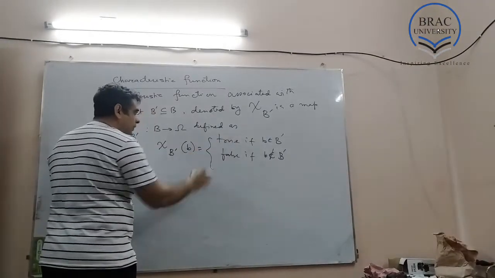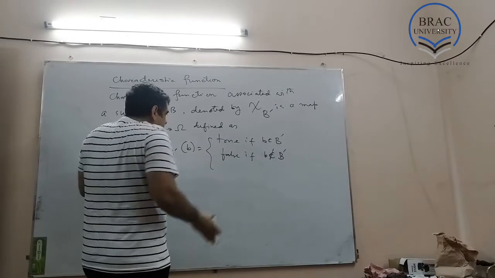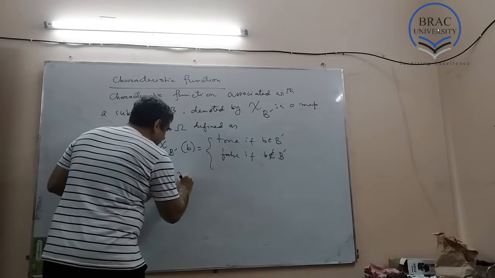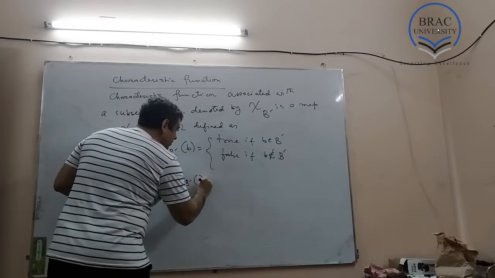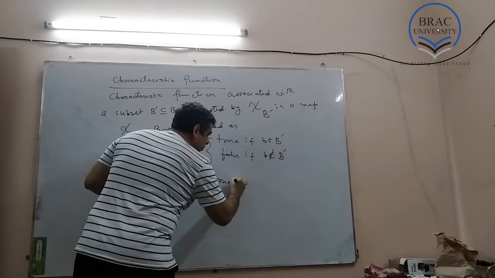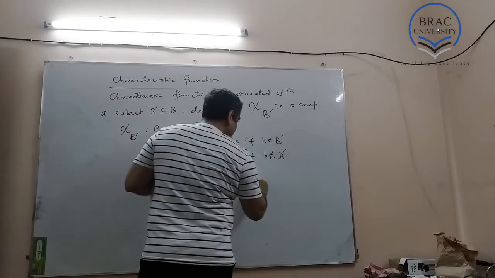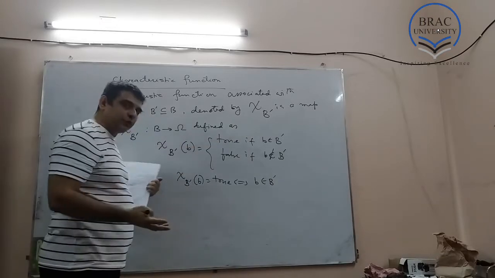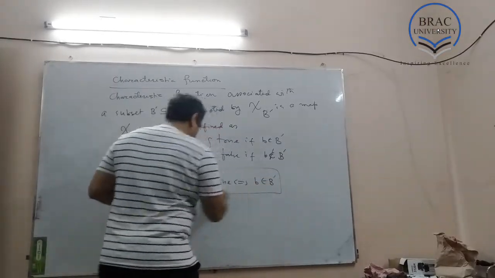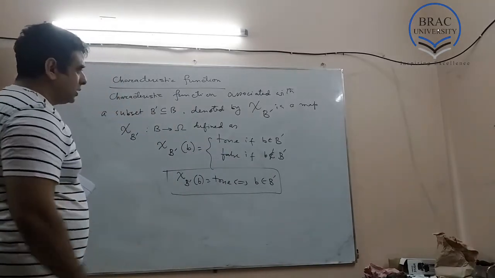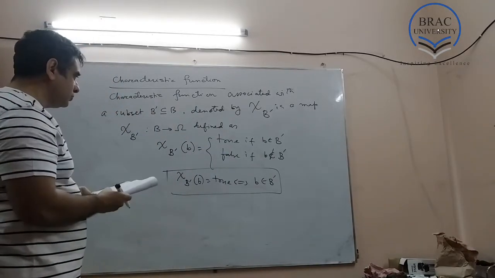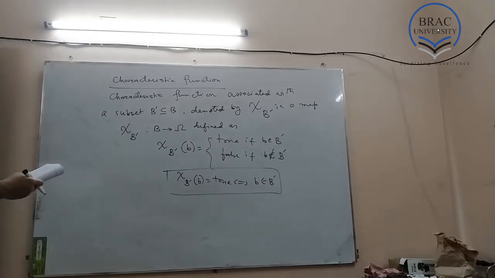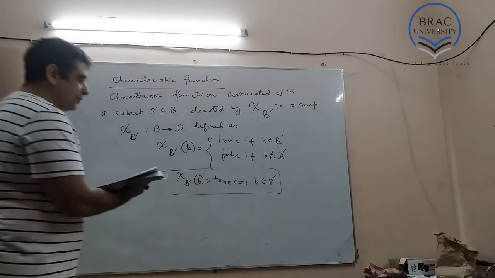We can combine the two parts of this piecewise defined function in one statement by using the equivalence like we did earlier, that chi sub B prime of b is equal to true if and only if b is in B prime. So we can combine these two parts of this piecewise defined function in one line this way. Okay. So now this was the definition of characteristic function.